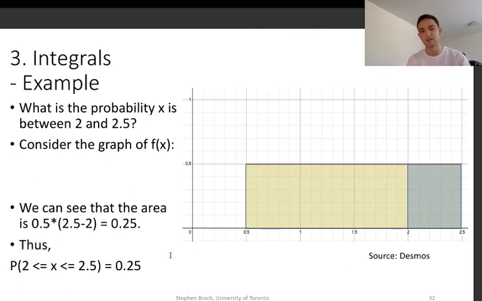And you might be thinking, okay, Stephen, we didn't use any integration. We solved this just fine. And that is true. This is actually an example of a uniform distribution. With the uniform distribution, you can actually solve it without integration at all.